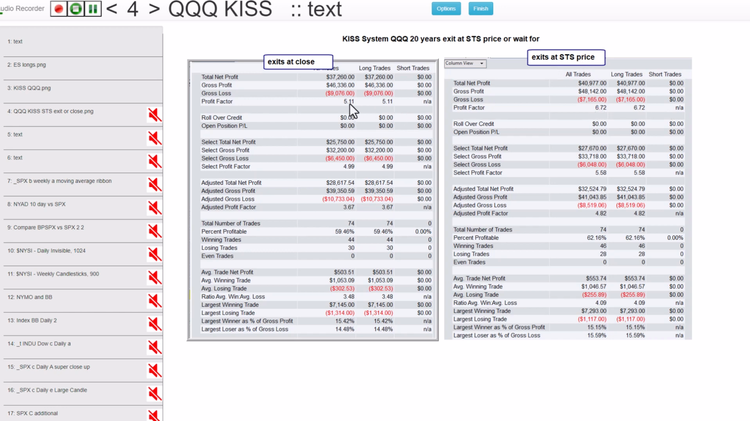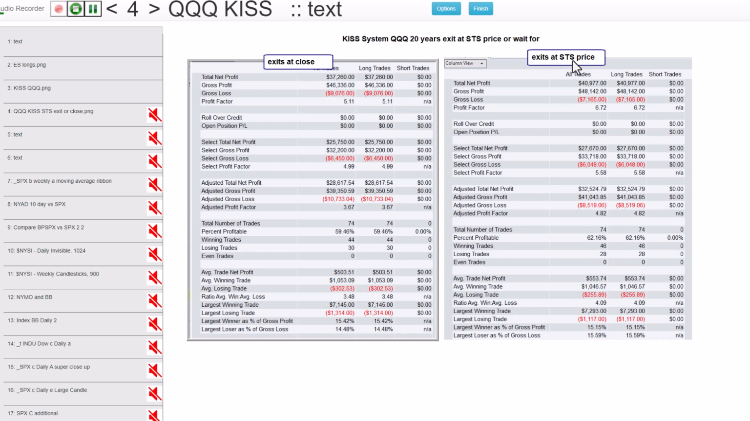Profit factor from 5.1 to 6.7. So that's a pretty nice jump, and the total winning percentage bumps up slightly from 59.5 to 62%. Again, obviously the same number of trades, 74 trades. But going forward, we're going to be making some changes to the KISS system tables where they will show the exits at the STS price instead of at the close.